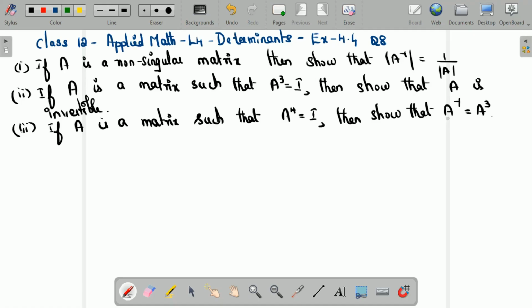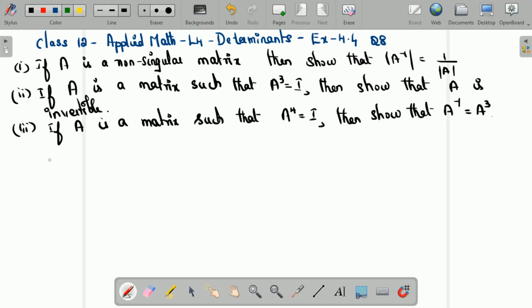In this video, let's find the solution for the 8th question in exercise 4.4. There are 3 subdivisions. Let's look at the first one. If A is a non-singular matrix, then show that determinant of A inverse is equal to 1 by determinant of A.